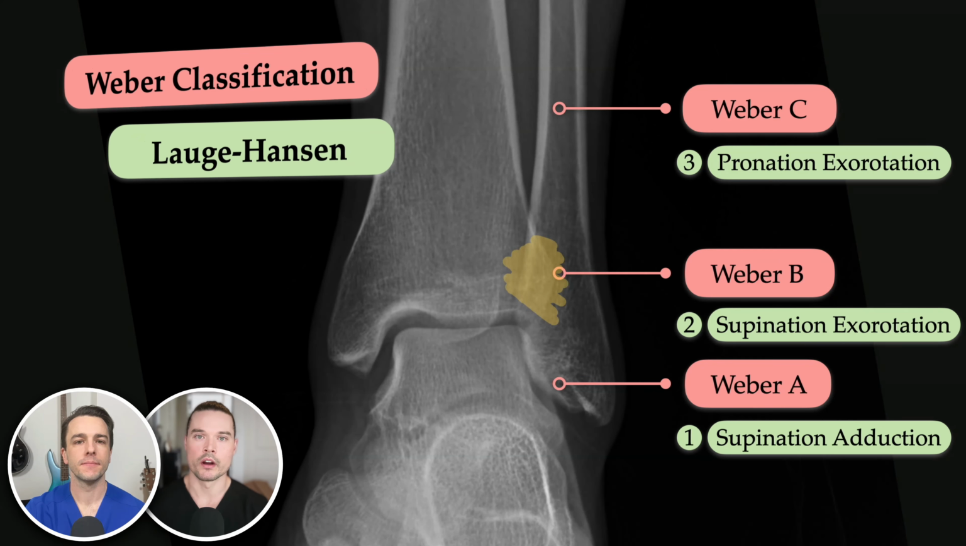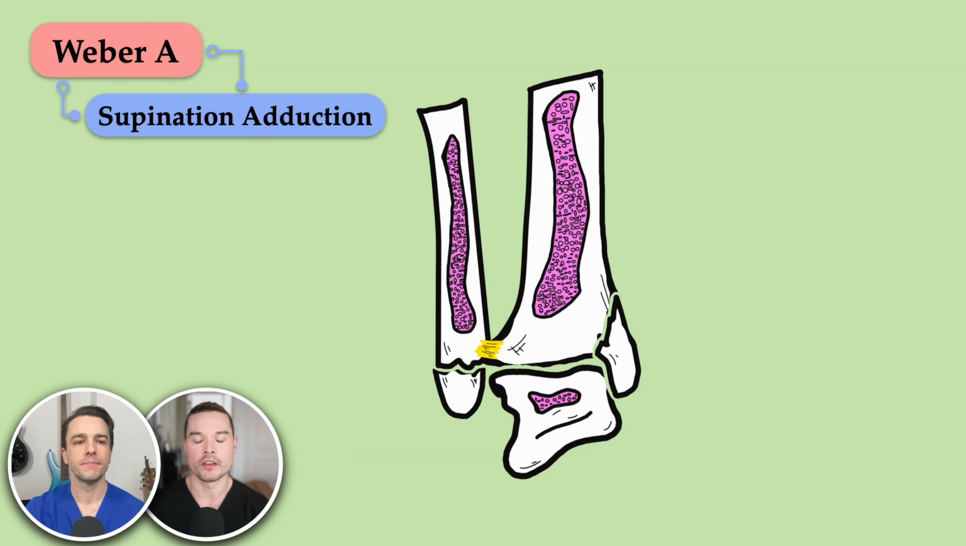So next, we are going to go through each of the Weber classifications with its associated Lauge-Hansen mechanism. We're going to do an animation, then we will do an example. And what we'd also like you to do is maybe with your own ankle, these animations are going to be of a right ankle, twist your foot around so you can get an appreciation for how this injury mechanism is actually happening.